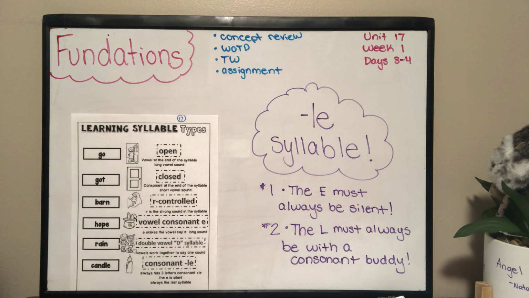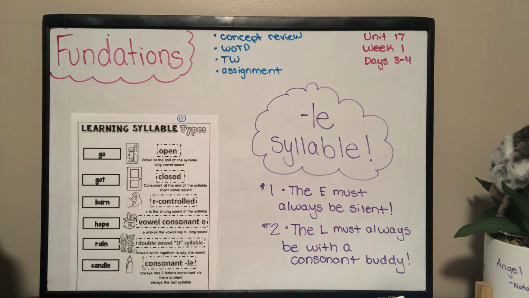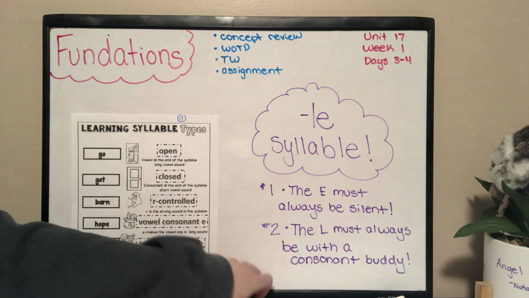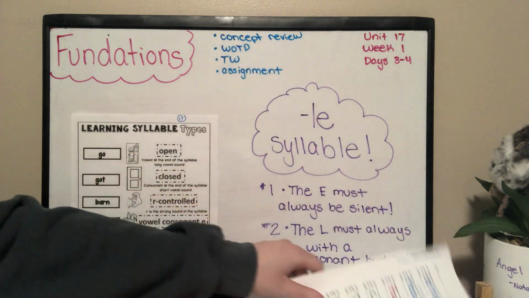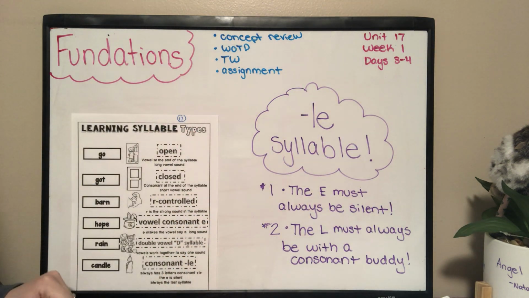We are on Unit 17, Week 1, Days 3 and 4 of our last Fundations chapter. Crazy, right? So we are going to do a little bit of concept review, talking all about the LE syllable. We're going to have a word of the day. We're going to do some trick words, so make sure that your trick word paper is close by to you. And then we're going to talk about today's assignment after the video is over. Okay? Awesome, so let's go ahead and get started.